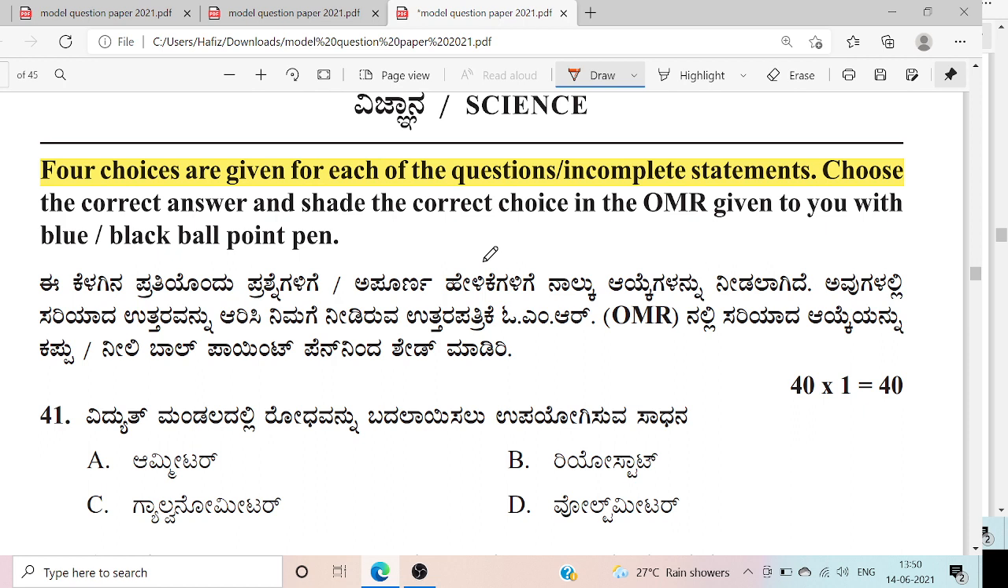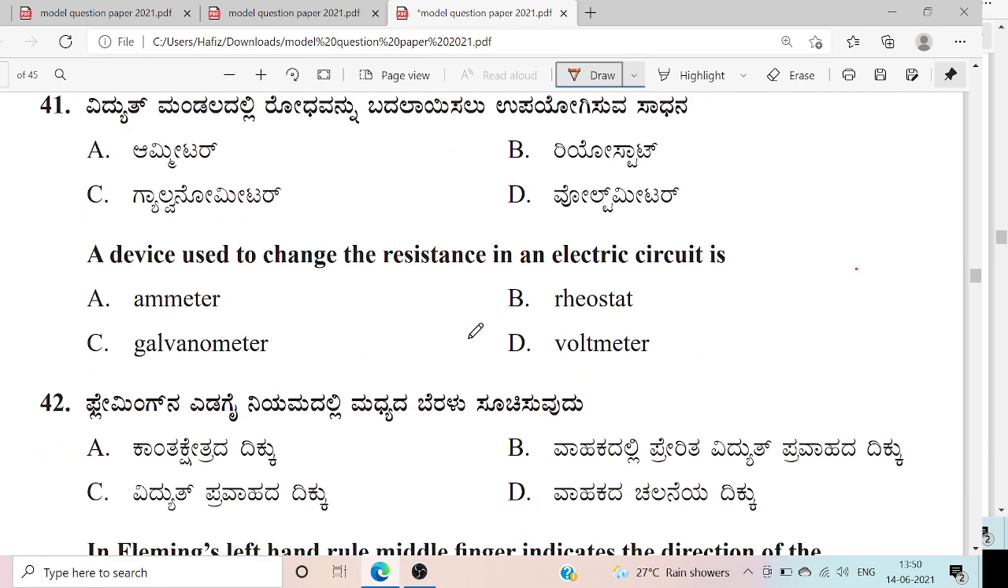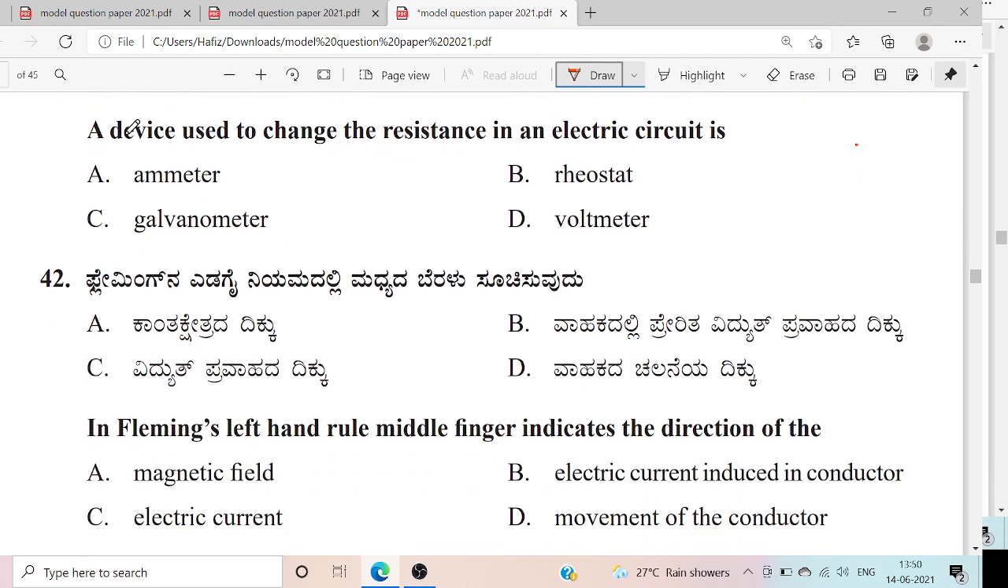Here I am going to cover the objective type of questions, that is, the model question paper of the year 2021, which I am going to solve. Watch till the end and get to know the answers of all the questions here. So let's get started here. The first question is on your screen.